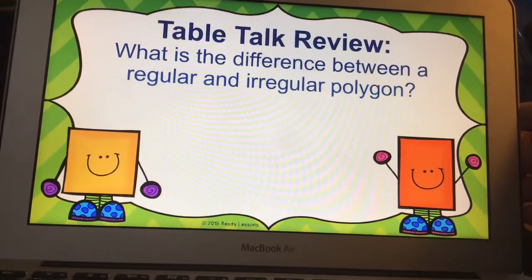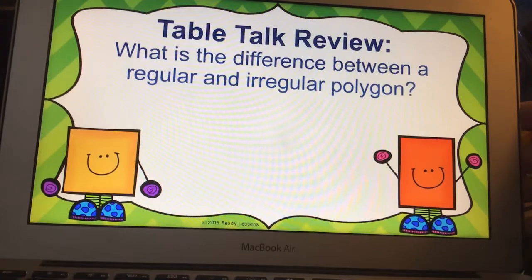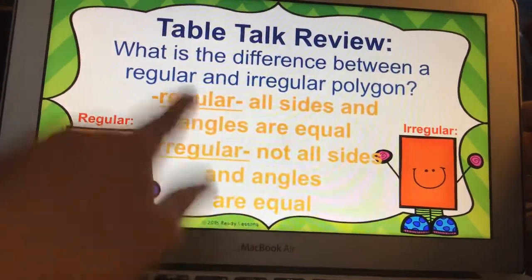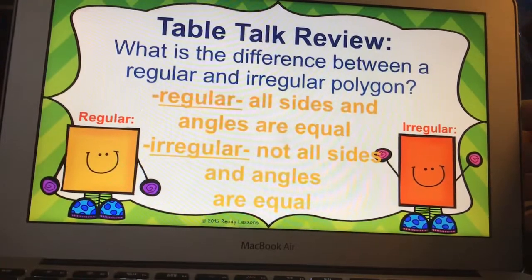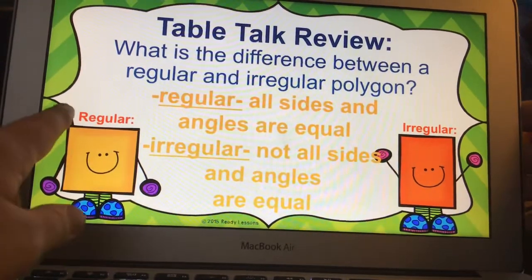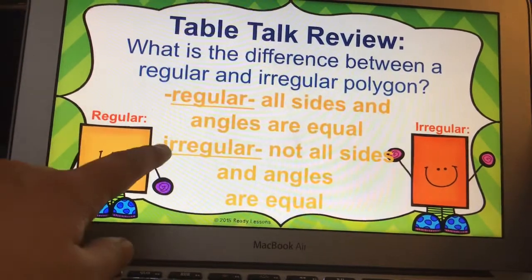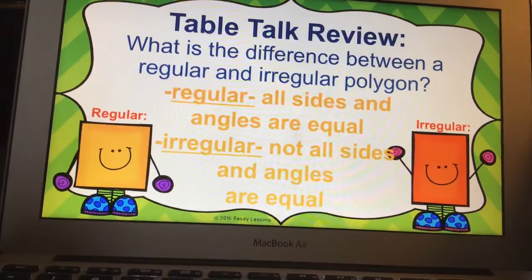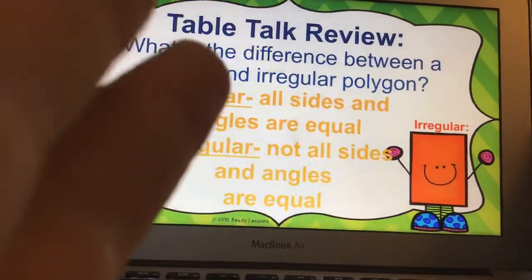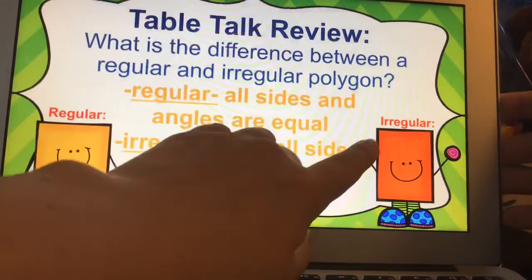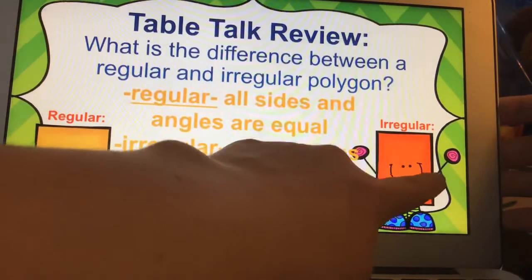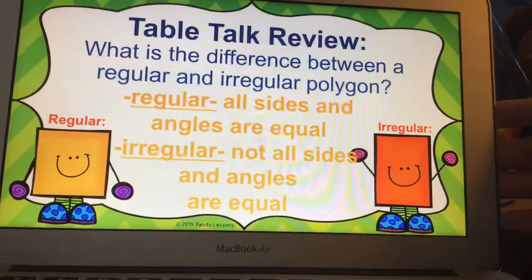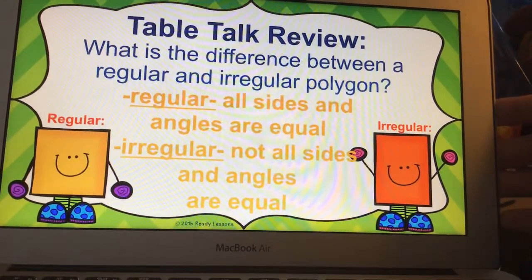Okay, what is the difference between a regular and irregular polygon? Regular and irregular. I wonder. Here we go. Regular polygons, all sides and angles are equal. So when I look at this square right here, I know this side is equal, this is the same size, this is the same size, and this is the same size. So a square is regular. An irregular polygon has sides that may be different. So with the rectangle, remember we've got 2 long sides and 2 short sides. And irregular is just not all sides and angles are equal.